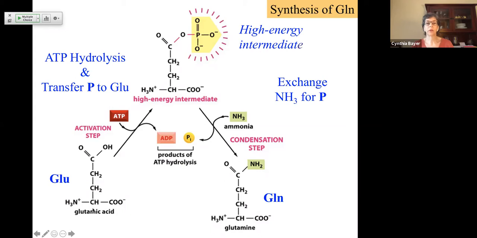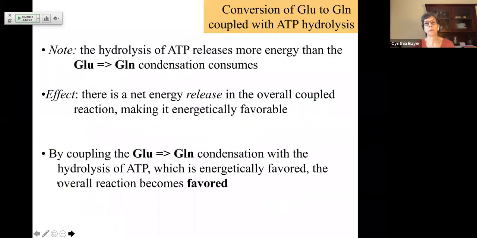Overall, glutamic acid to glutamine was an energy requiring process. It's non-spontaneous. It could only occur by being coupled to, this condensation step was coupled to the hydrolysis of ATP. And the reason that this can move forward is because the hydrolysis of ATP releases more energy from ATP converted to ADP plus the inorganic phosphate.